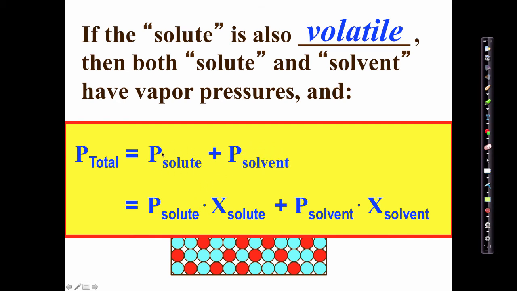And the vapor pressure of the solute in the solution is the vapor pressure of the pure solute times its mole fraction. The vapor pressure of the solvent in the solution is the vapor pressure of the pure solvent times its mole fraction. So note that this is vapor pressure of solute in solution. This is vapor pressure of pure solute. Similarly, vapor pressure of solvent in solution, vapor pressure of pure solvent. And you may want to put a little symbol to note that this is pure and this is mixture, because it's easy to get them mixed up otherwise.